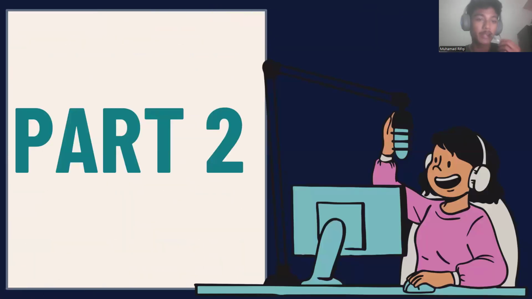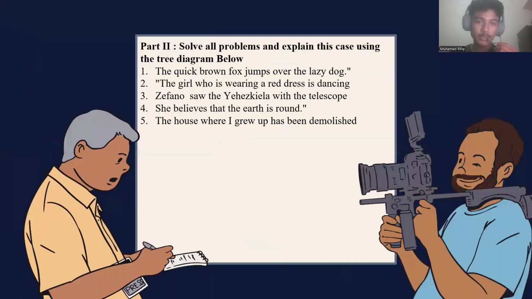Okay, the next is part 2. The part 2, solve all the problems. Explain this case using the 3 diagrams below. Number 1, the quick brown fox jumps over the lazy dog. Number 2, the girl who is wearing a red dress is dancing. Number 3, Zivano saw the Yeskila with the telescope. Number 4, she believes that the earth is round. Number 5, the house where I grew up has been demolished.